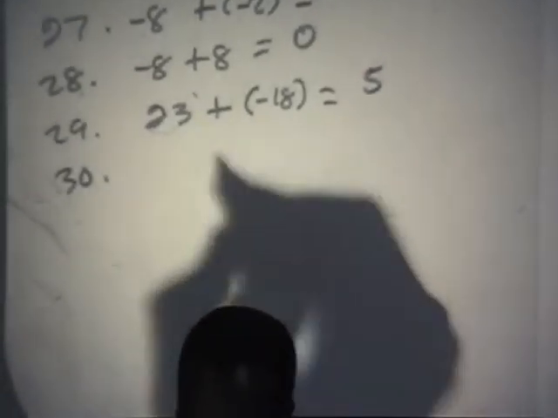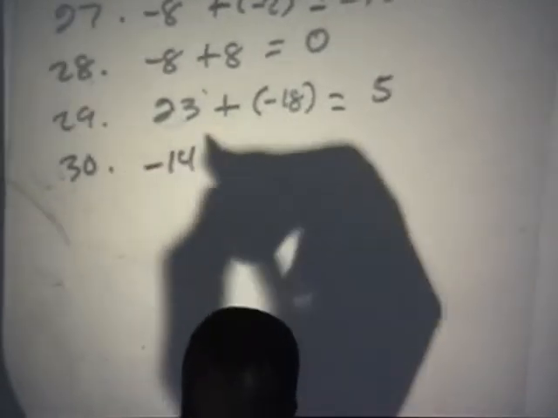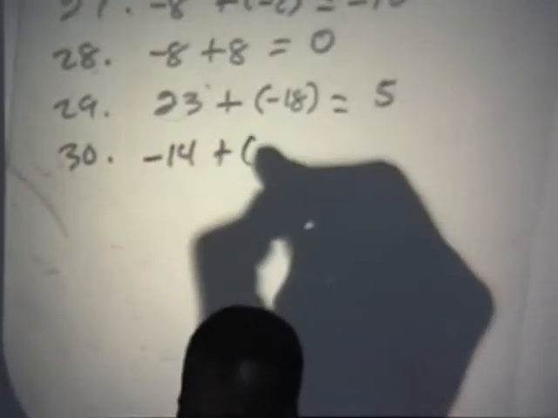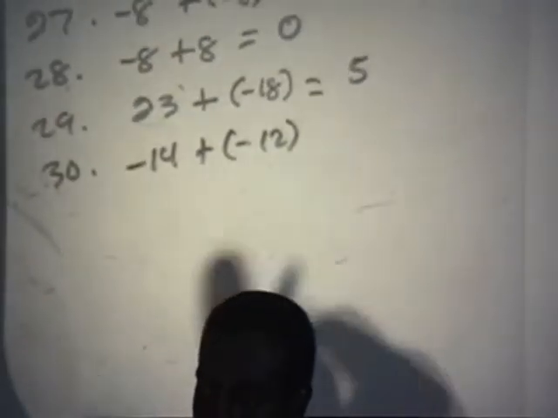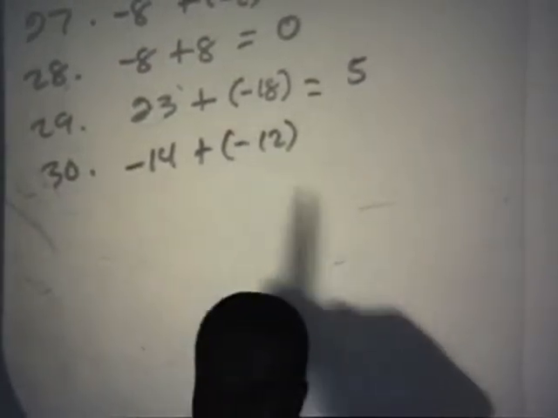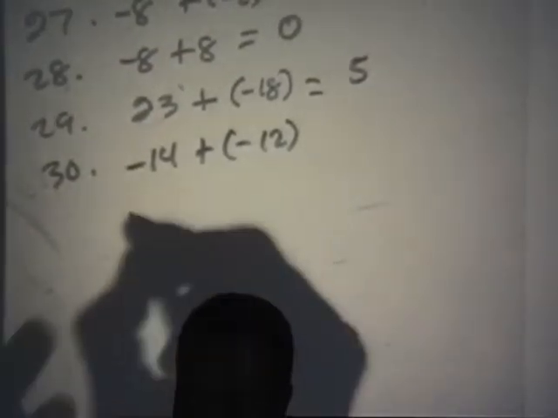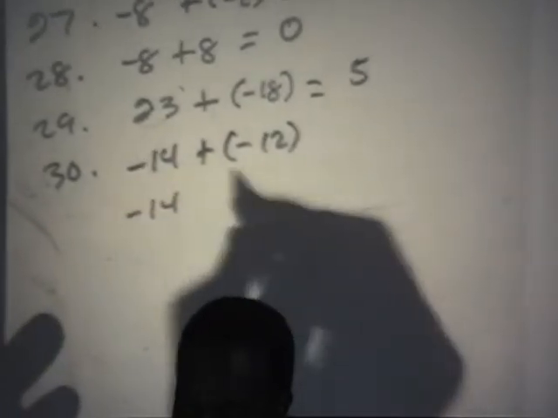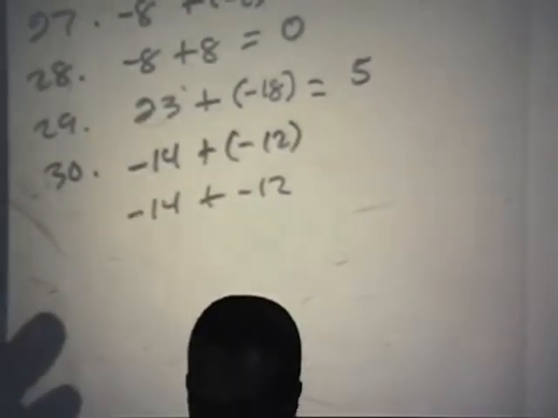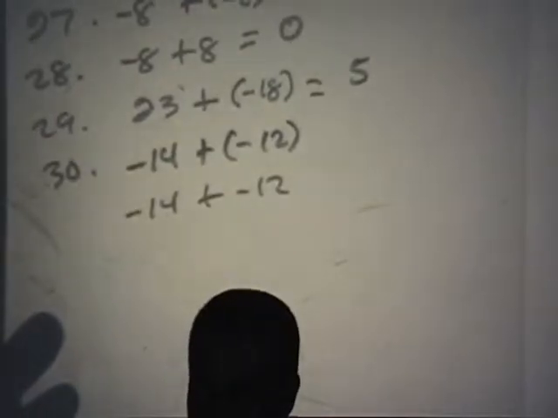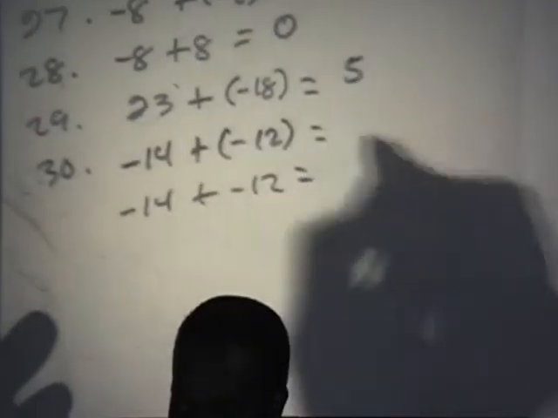Okay, let's go to number 30. Number 30, we're adding negative 14 plus a negative 12. Do not let these parentheses fool you. They're just there to throw you off, okay? Basically, you're just simply adding negative 14. It's the same as a negative 14 plus a negative 12 without the parentheses. It just looks different, but they're the same thing.